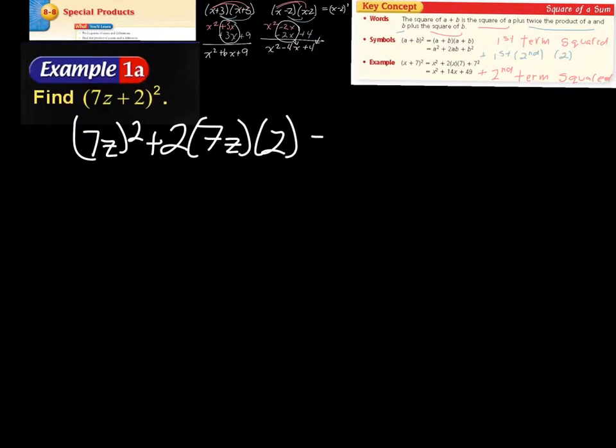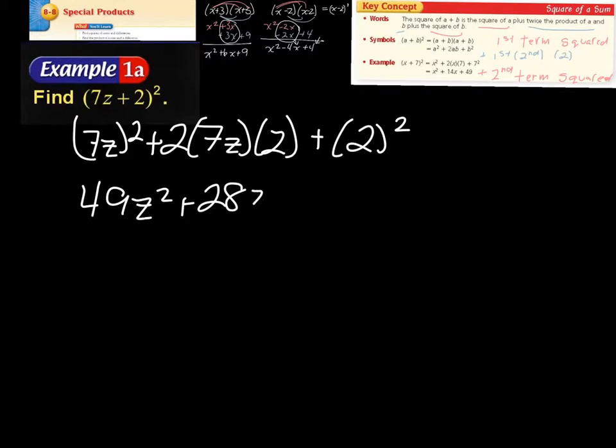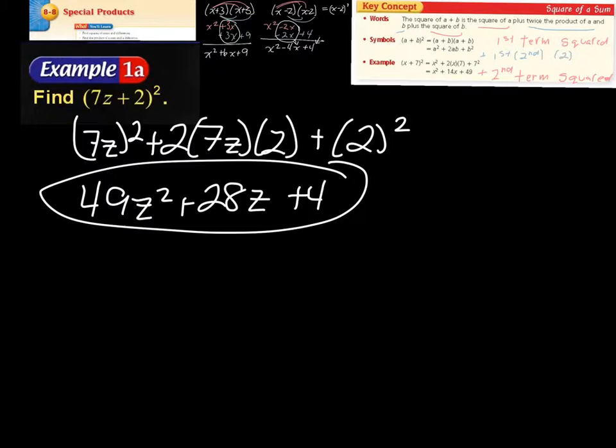So we're going to start off with first term squared, so 7z, just square that, plus 2 times first times second, which happens to be a 2, plus the second term squared. So our final answer, and we're done, is going to be 49z squared, plus 14 times 2 would be 28z, plus 4, quick and easy.